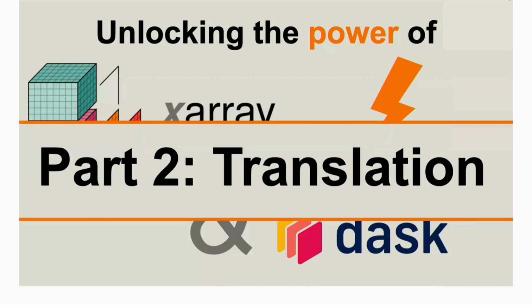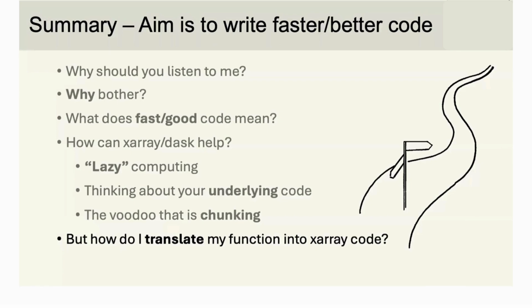Xarray and Dask part 2, which is focusing on translation. So hopefully I've spent most of the last session explaining to you why we should care about fast code and why that's worth thinking about, and then looking at what's happening under the hood for Xarray and Dask. And I stopped just before I got to the key point, which is, given all these reasons to use Xarray and Dask and a bit of an understanding of how they work, how do you actually put that into practice? So how do you take this scientific analysis that you want to run and write Xarray code that does that?